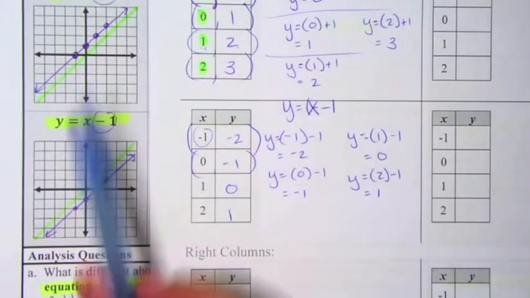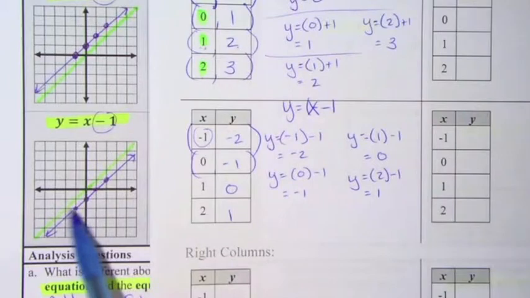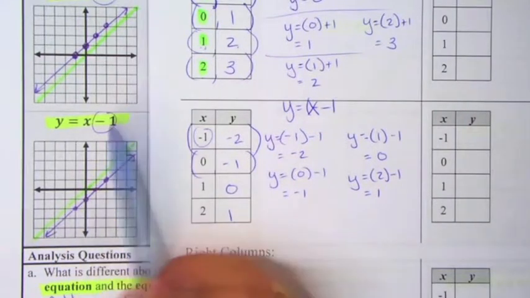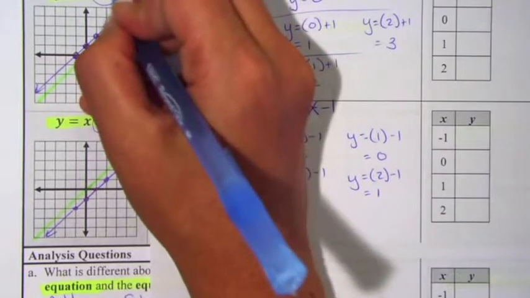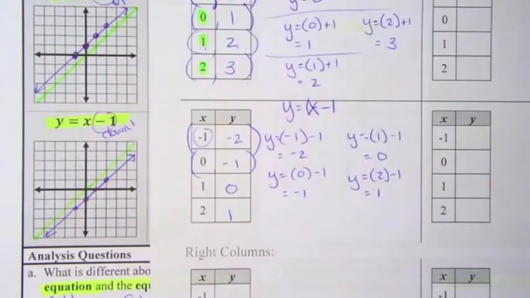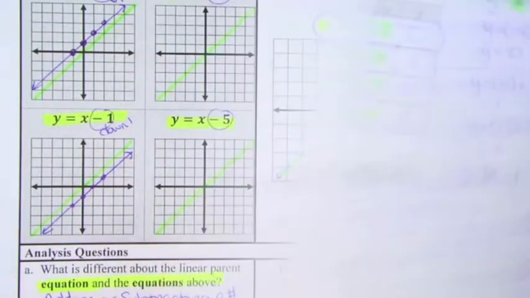And as you can see, everything was moved down 1 unit. So this moved things down 1. This moved things up 1. Okay, let's try these two.